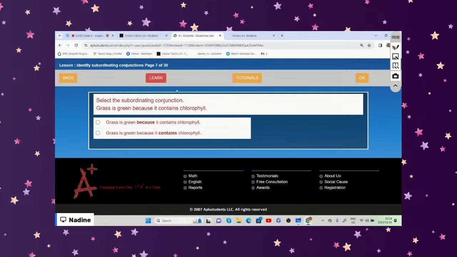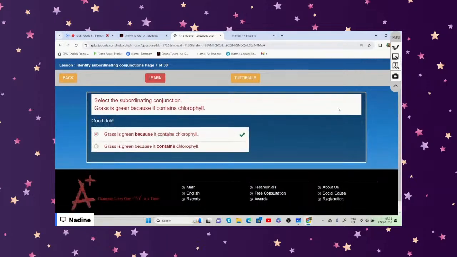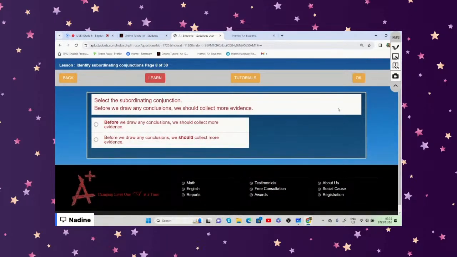Okay, and if we select our subordinating conjunction, we will say grass is green because it contains chlorophyll, which means that because is our subordinating conjunction, which introduces our dependent clause, because it contains chlorophyll. Remember, as much as we are just identifying the subordinating conjunction, keep in mind that the subordinating conjunction introduces the dependent clause within a sentence.